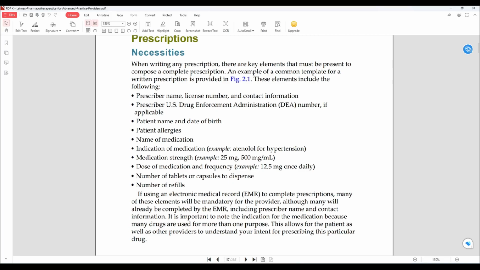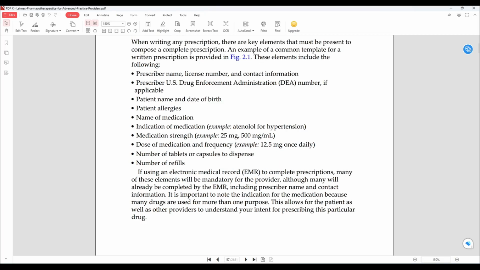the prescriber's name, the license number, and contact information. Prescriber U.S. Drug Enforcement Administration, the DEA number, if applicable. Patient name and date of birth. Patient allergies, the name of the medication. Indication of medication. Medication strength. Dose of medication and frequency. The number of tablets or capsules to dispense, and a number of refills.